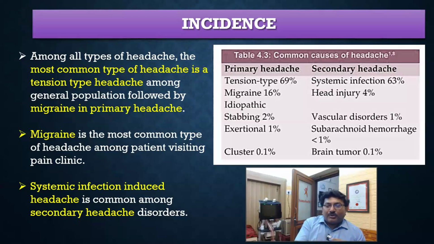Among all types of headache, the most common type is the tension type headache in the general population, followed by migraine. Migraine is the most common type of headache that brings the patient to a clinic, and systemic infection-induced headache is the most common secondary headache disorder. Okay, so we understood this part.